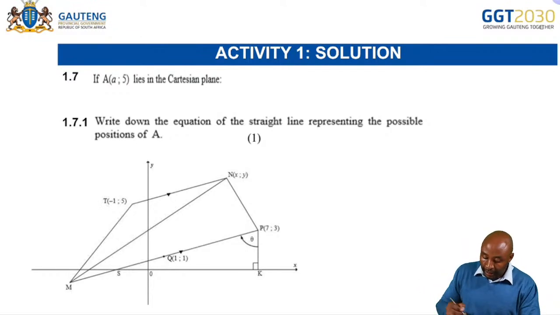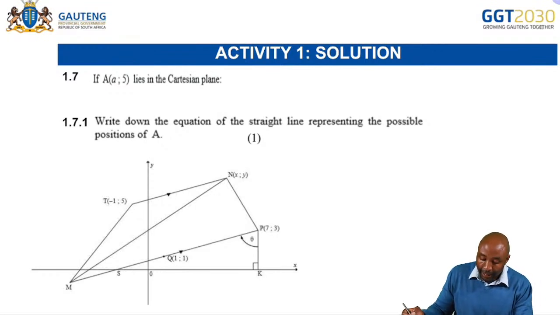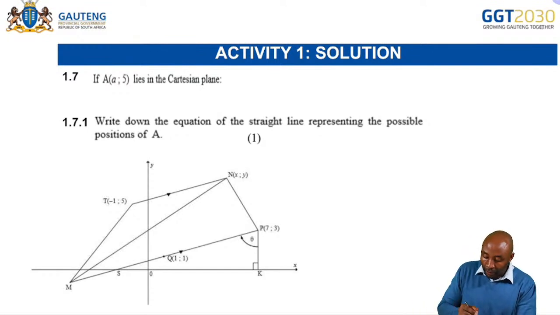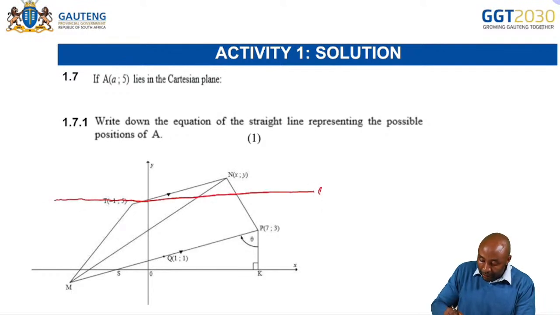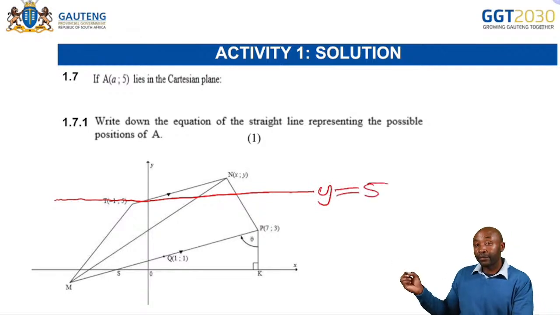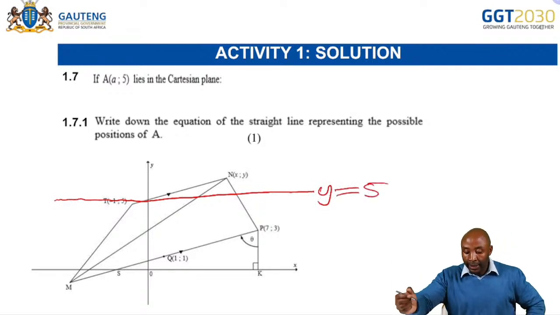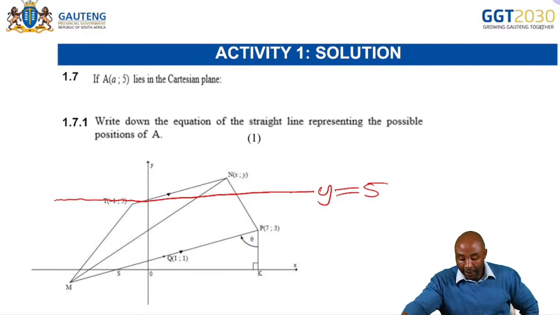If you check, it says if A with coordinates A and 5 is on the Cartesian plane, write down the equation of the straight line representing the possible position of point A. I indicated this when I was giving the examples of horizontal lines and vertical lines. So it means along this line, we should have y is equal to 5. That's the equation of that particular straight line.